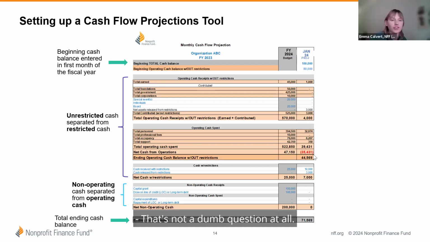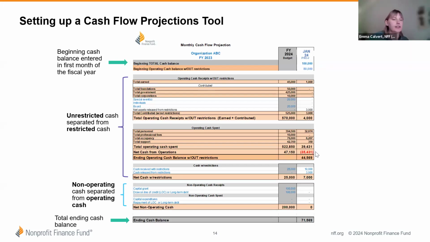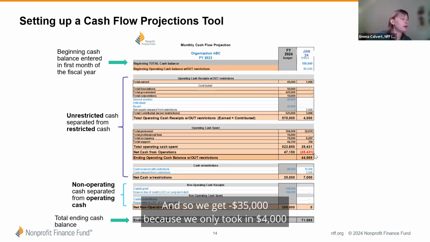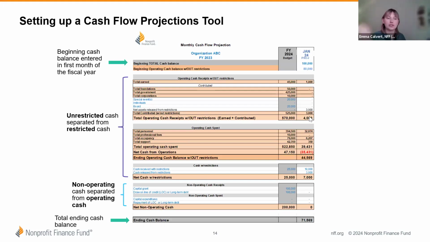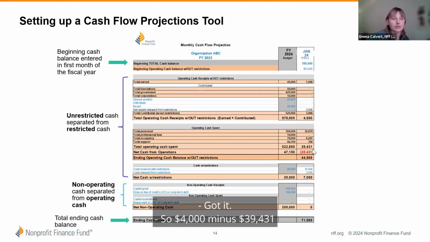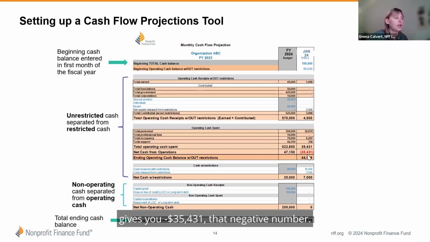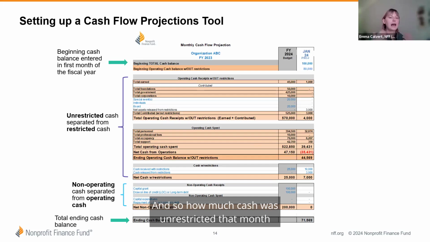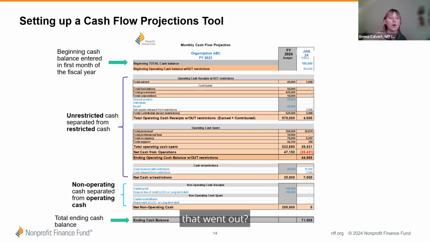That's not a dumb question at all. That's a great question. We get negative 35,000 because we only took in $4,000 from the month, and then we spent $39,000. So 4,000 minus 39,431 gives you negative 35,431. That's how much unrestricted cash went out that month.